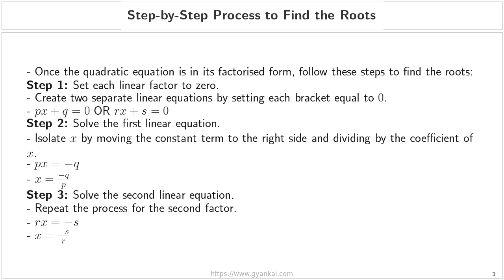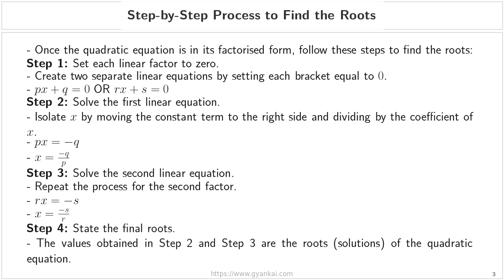Step 3, now, we simply repeat that exact same process for the second factor. You'll take rx + s = 0, move the s to the right to get rx = -s, and finally, divide to find that x = -s/r. Step 4, finally, you state your final roots. The two specific values you just calculated in Step 2 and Step 3 are your roots, which are also known as the solutions to the quadratic equation. In the next slide, I will show you exactly how this looks in practice with some concrete examples.